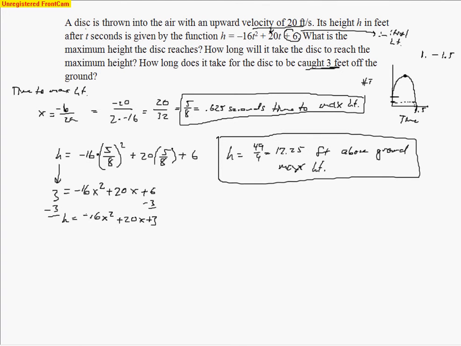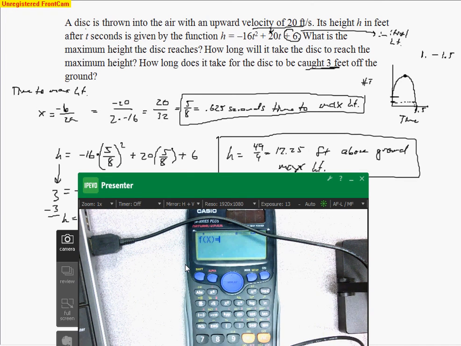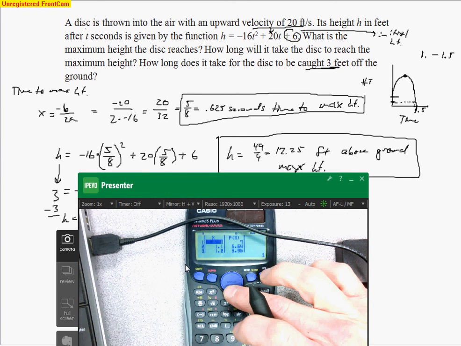So let's go to the presenter, and let's go ahead and clear that. We'll do a mode table, and let's enter the function. So it's negative 16 alpha x squared, and then plus 20 alpha x plus 3. And then we're going to start at 1, end at 1.5, and let's do a step of 0.1. And let's find out where we're at. Okay, so it has enough memories here. So at 1 second, it's 7 feet above the ground. At 1.3, it's 1 foot above 3 feet. And then it's down below it. So it's between 1.3 and 1.4.